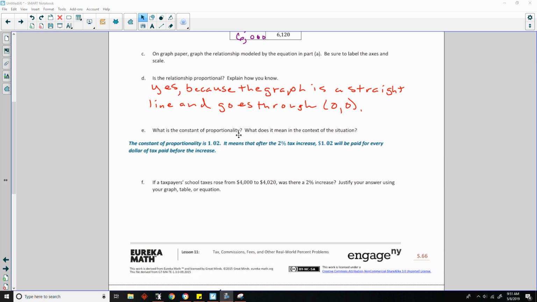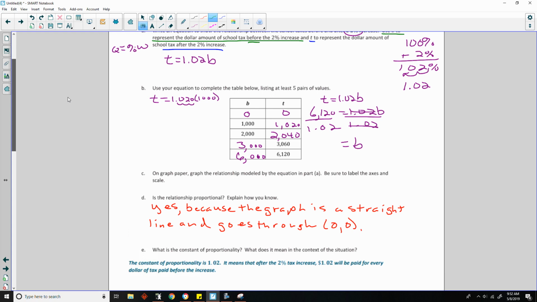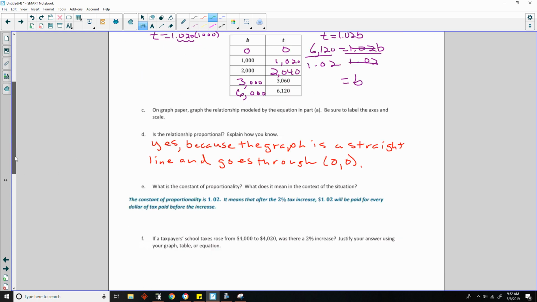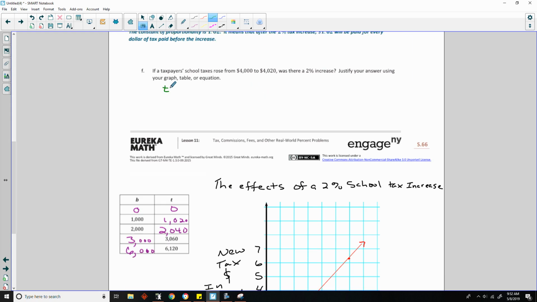F says, if a taxpayer's school tax rose from $4,000 to $4,020, was there a 2% increase? Justify your answer using your graph, table, or equation. Okay, so if I use my graph, I want to see if 4,000 to 4,020 was a 2% increase. Let's use the equation. What was our equation? And it's up here. T equals 1.02b. So I'd write T equals 1.02b.